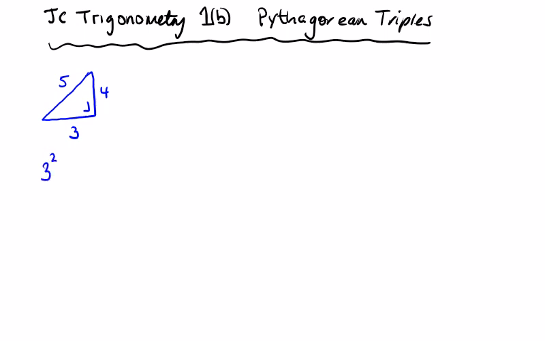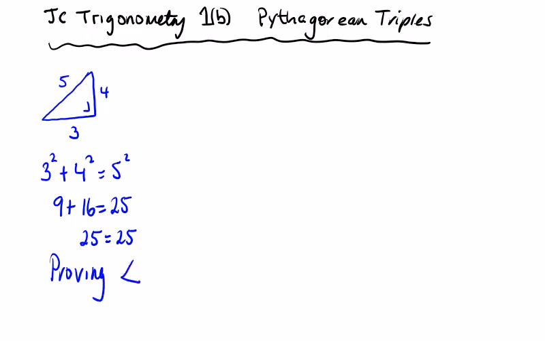So if you were asked to prove this was Pythagorean, 3 squared plus 4 squared is 5 squared. 9 plus 16 is 25. 25 is 25. So this is proving the triangle is right angled, and you can use the triangle symbol to say triangle. So that's proving that this triangle is right angled.